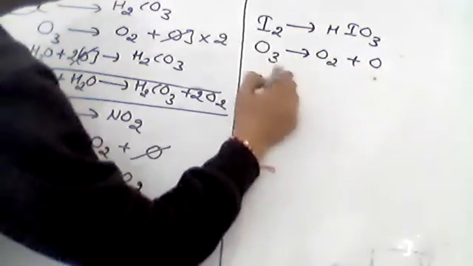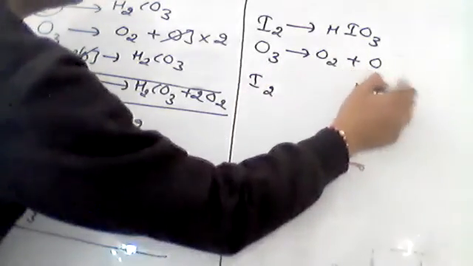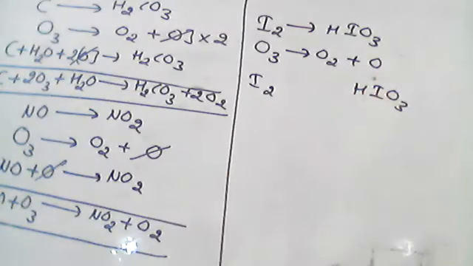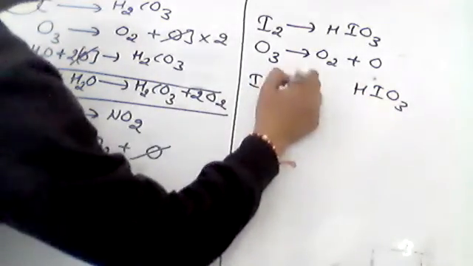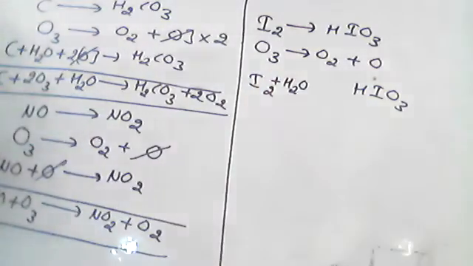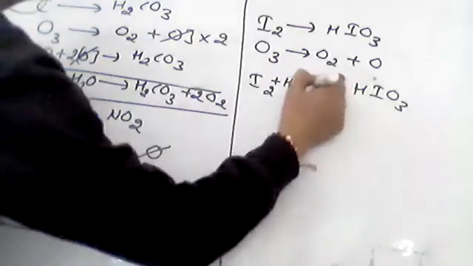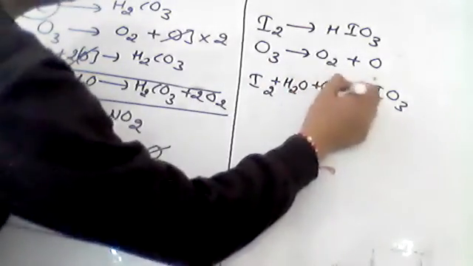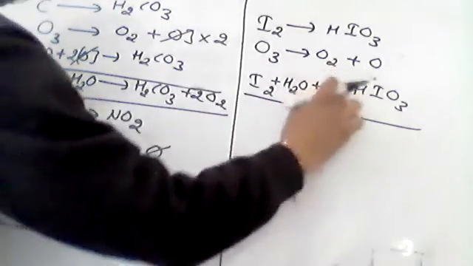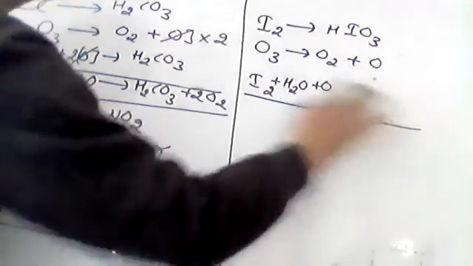I2 to HIO3. So again, water is going to create a problem because where do we balance the hydrogen from? To balance the hydrogen, I'm going to add an H2O, a water molecule here, okay? And nascent oxygen O will come from the ozone. Overall, let me check it out. Iodine is not balanced. I need to balance the iodine at HIO3.